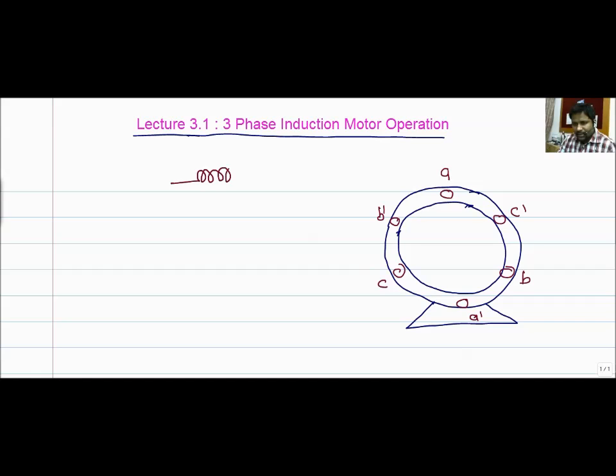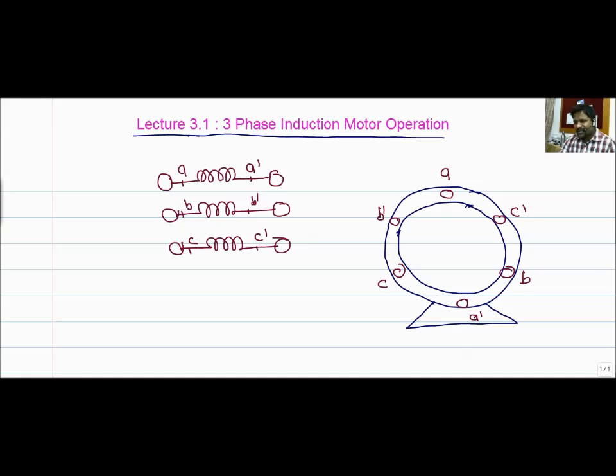Let us suppose this is the winding A, this is the winding B, this is the winding C. Or we can say this is the phase A or A dash, this is the winding B or B dash, this is C and C dash. So this is the one hole and this is the another hole. Similarly, this is the one hole, and this is the same as the another hole. So we can say that there are three-phase windings in the stator, known as the stator winding.